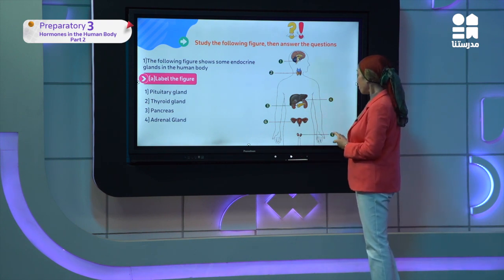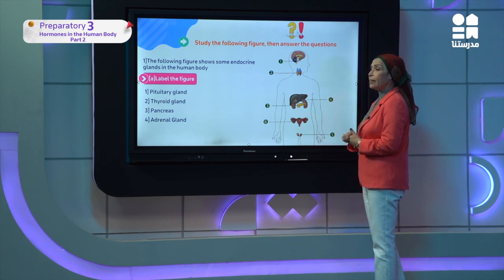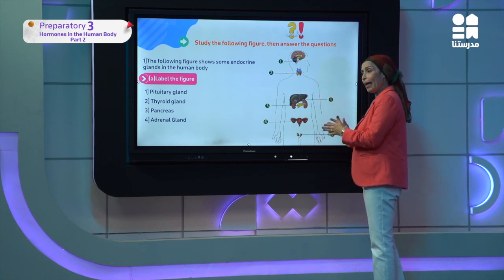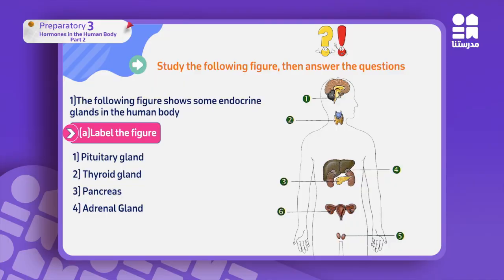Now number 5 here is the reproductive gland of the male. The reproductive gland of the male is called the two testes. So number 5 here is the testes. What about number 6, if this human being is a female? The reproductive glands of the female are called the two ovaries. This is the first figure, and we learned the questions on it.